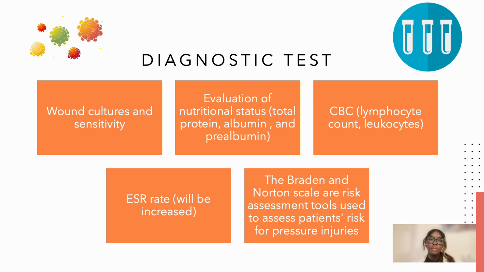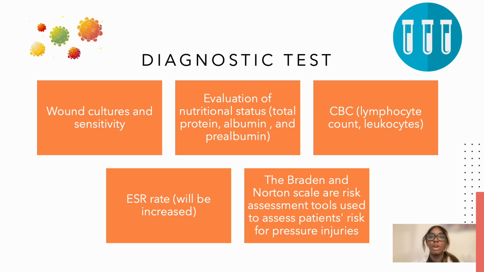So on this slide, I got some commonly used diagnostic tools and tests that are used when diagnosing a pressure ulcer. So it's common to identify any bacteria that might be growing inside the wound. You can do this with a wound culture and sensitivity. You want to also evaluate the patient's nutritional status, focusing on the total protein, albumin, and prealbumin. These are typically going to be decreased in those patients who might have inadequate nutrition. You can do a CBC as well, focusing on the lymphocytes and leukocytes.